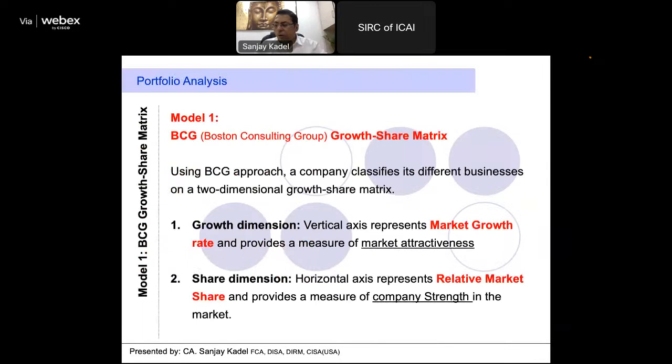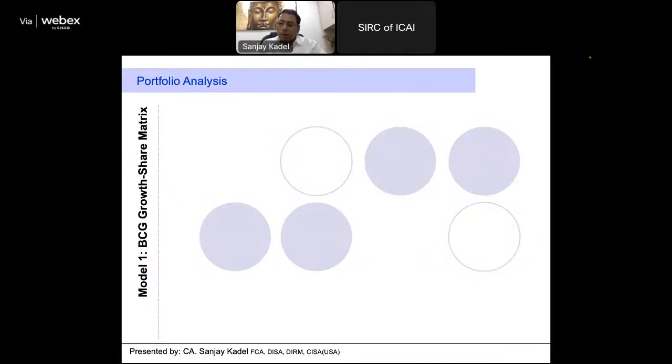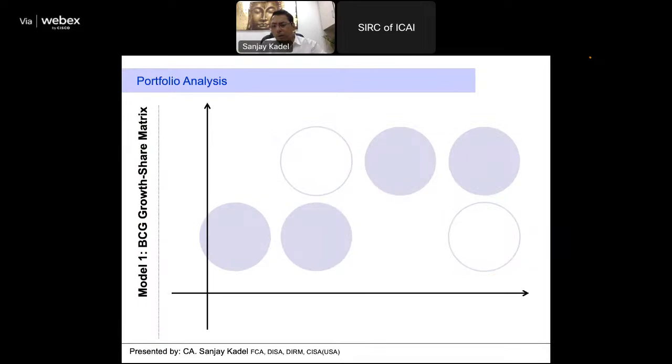The first model, model number 1, is talking about BCG growth share matrix. So let me show you the matrix, BCG growth share matrix. On the bottom side, you have relative market share of the products or businesses. On the left side, you have market growth rate. Relative market share and market growth rate can be low or high.